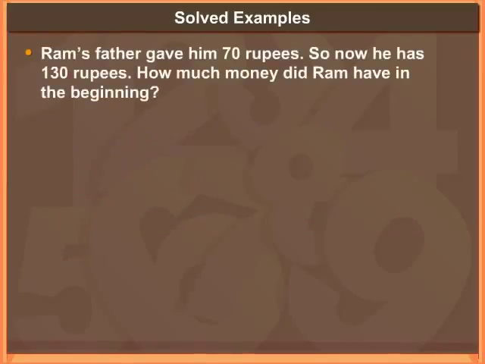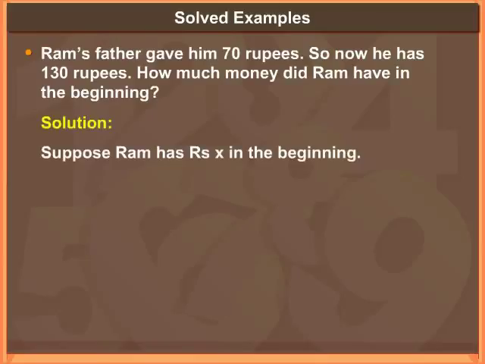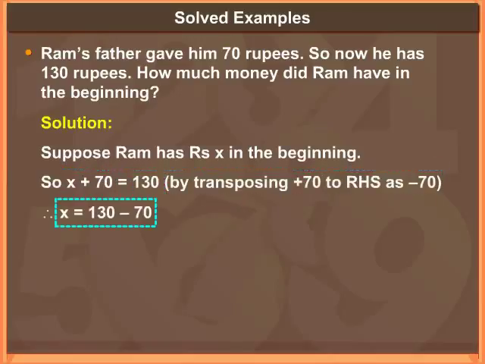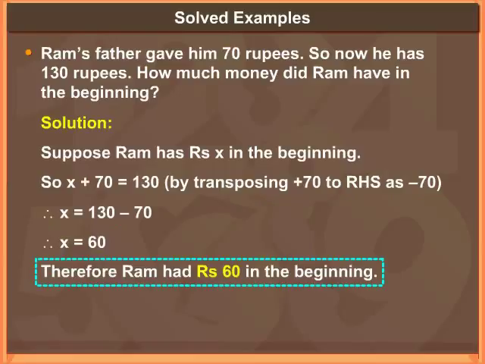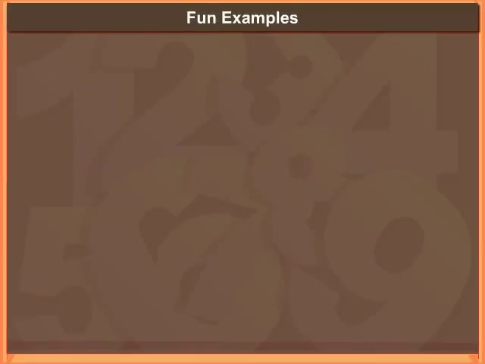Ram's father gave him 70 rupees. So now he has 130 rupees. How much money did Ram have in the beginning? Suppose Ram has x rupees in the beginning. So we have x + 70 = 130. By transposing and further calculating, we get the value of x equal to 60. So Ram had 60 rupees in the beginning.